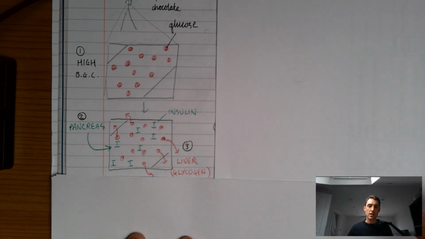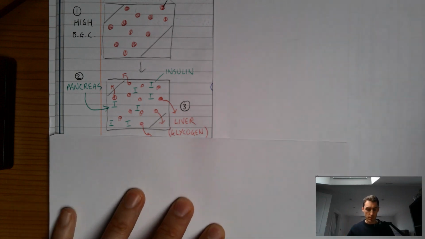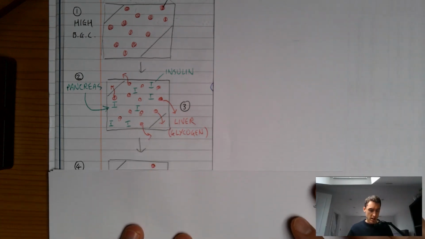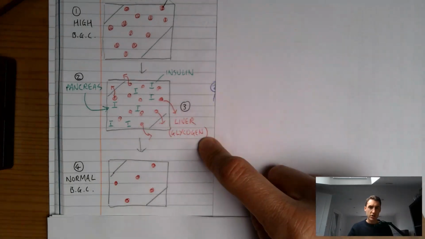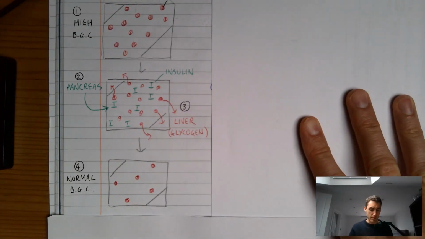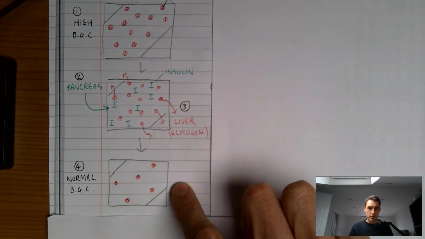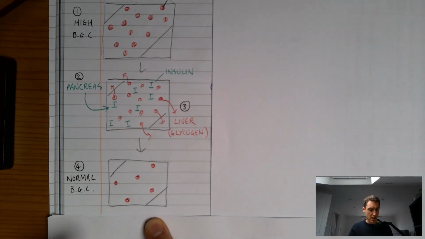That is important, but the main thing they need to recognize is that if insulin has caused glucose to exit the bloodstream, then the blood glucose concentration decreases and we're back to a normal blood glucose concentration.